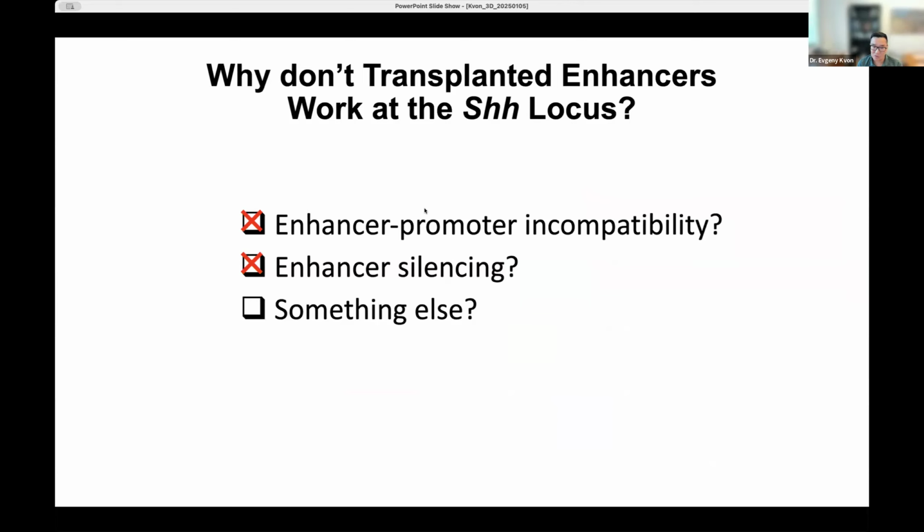The first thing we looked at was, of course, enhancer-promoter incompatibility. When we test enhancers in a short-range assay, we use a different promoter. So we tested it with a Sonic Hedgehog promoter. It still worked. And moreover, we also inserted one of these enhancers directly upstream of Sonic Hedgehog in the native locus, and it also caused its activation. So it's not enhancer-promoter incompatibility.